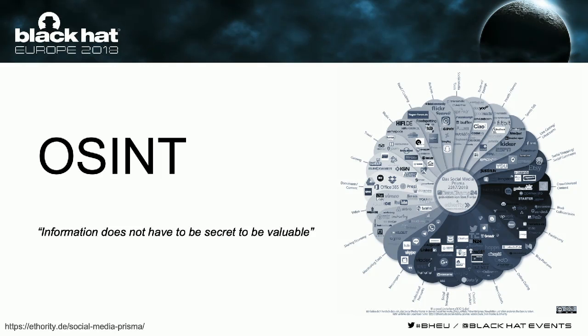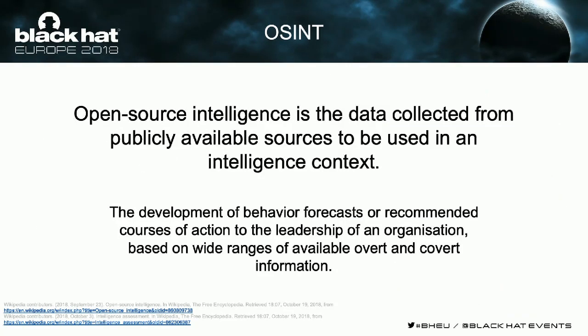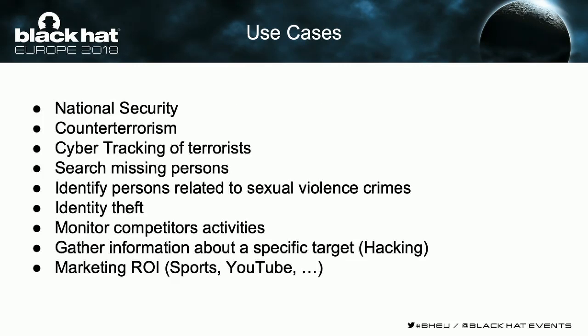How many of you know what open source intelligence is? Yeah, all of you know what open source intelligence is. For me, the best definition starts like this: information does not have to be secret to be valuable. Another definition could be this: open source intelligence is data collected from publicly available sources to be used in an intelligence context. An intelligence context is when you have all the information that you need to make a good decision.